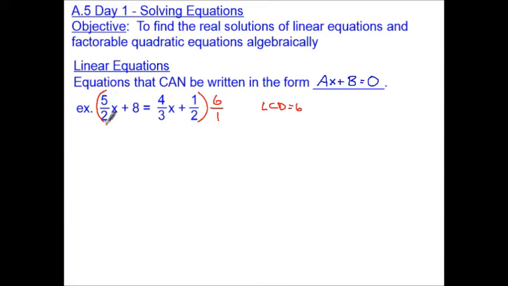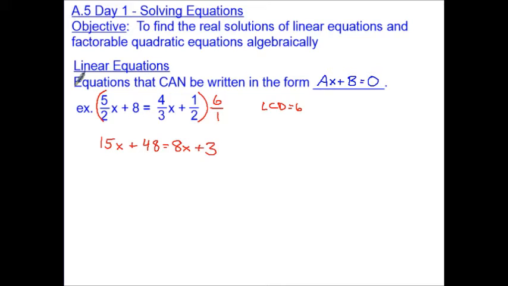The 6 multiplies by the 5 halves. The 2 and the 6 reduce down to a 3. 3 times 5 that's left over gives me a 15x. The 6 distributes to the 8, gives me a 48. 6 multiplies by the 4 thirds, gives me an 8, with the x hanging along for the ride. And then 6 times a half is 3.